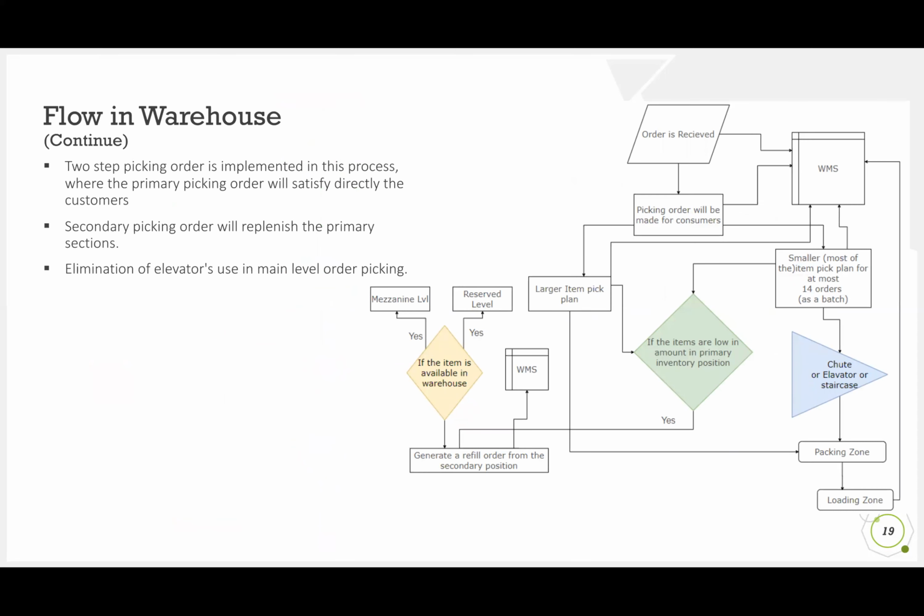So after an order is placed, we have made a few changes. We have minimized the pressure on the elevator. We have used the chute, elevator and staircase to send products from the mezzanine level to the packing zone. The packing zone right now is in the main level. And when in the mezzanine level or the reserve main level some item needs to be refilled, the WMS will generate a refill order from the secondary position.